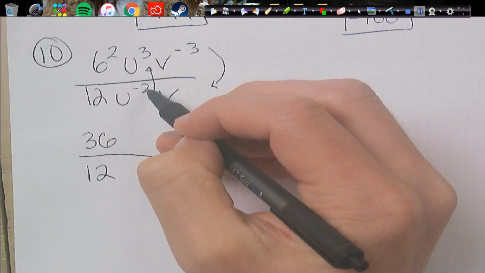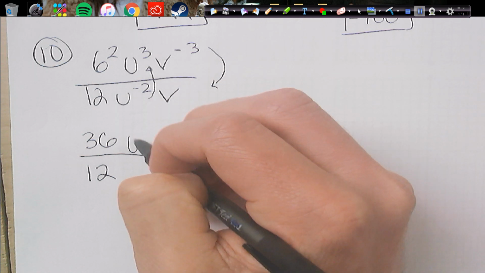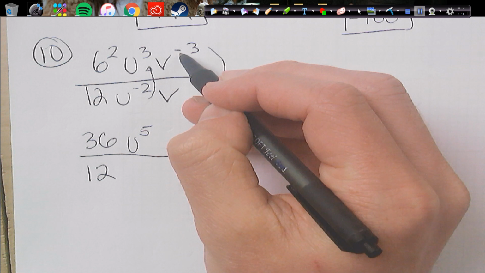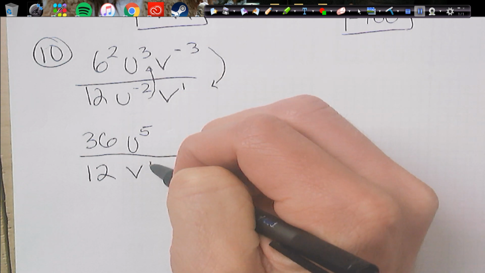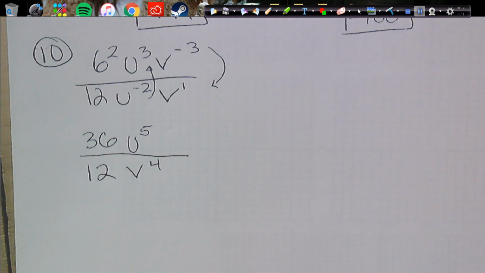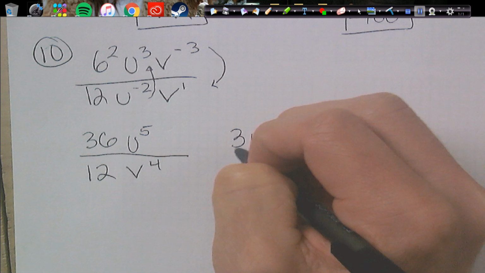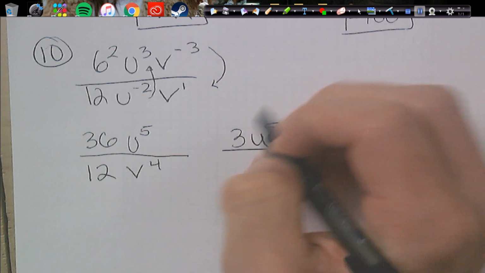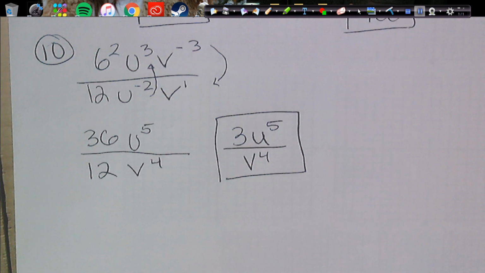And 12. We move the u, negative 2, up. That becomes a positive, so that's u to the 5th. And then this comes down, that becomes v. This is a 1, so 3 is adding to it, v to the 4th. 36 and 12, that goes in 3 times, so we get 3, u to the 5th, v to the 4th. And that's fully simplified.